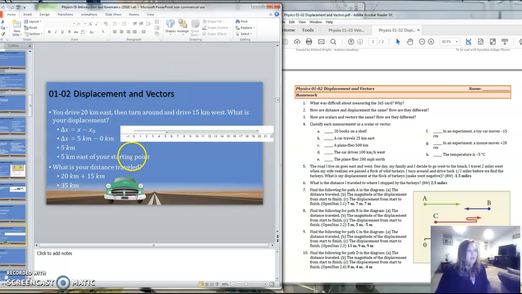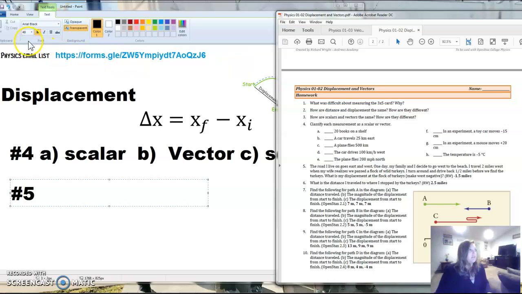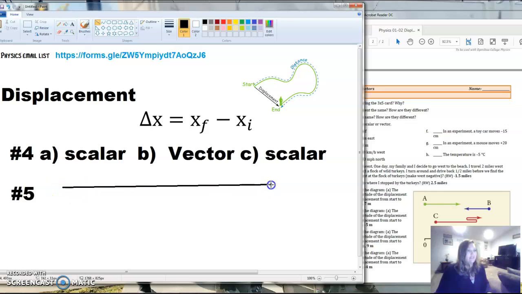Okay, and then it goes by what's your distance traveled. So this is very, very similar, so you should be able to look at your notes and get an idea. But if we're going to do best practices, the first thing we need to do is draw a number line. So I'm going to draw my arrow over here. And hopefully I can write in some numbers for you.